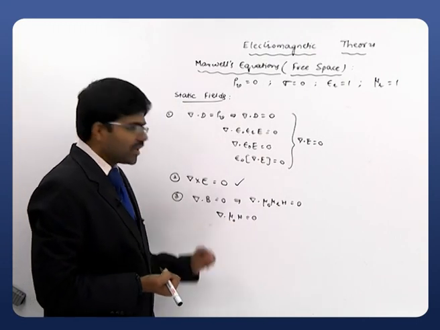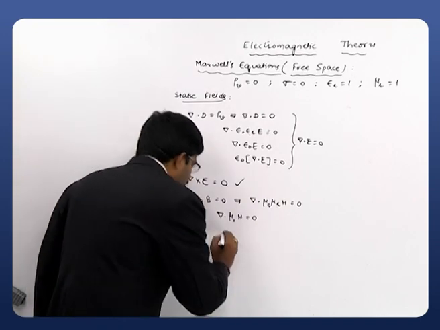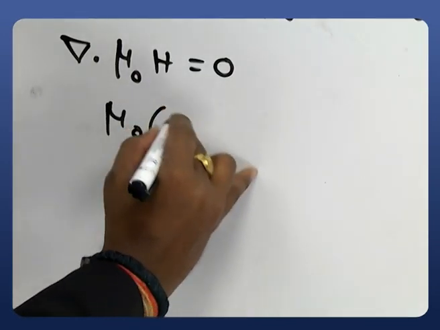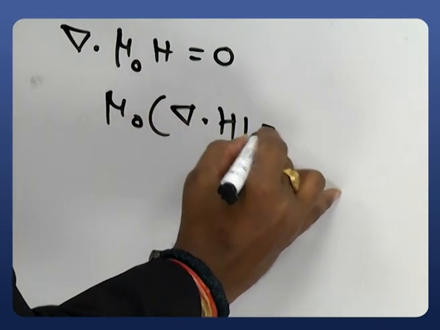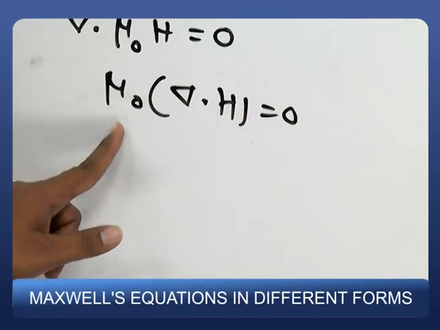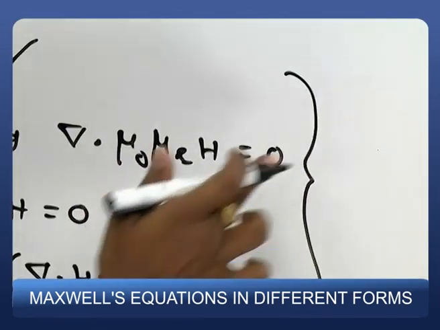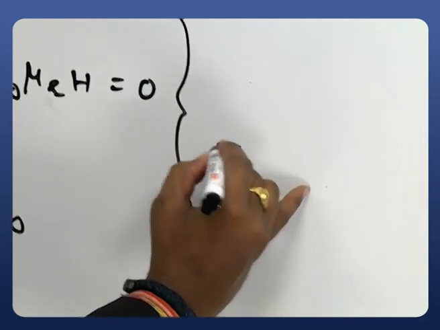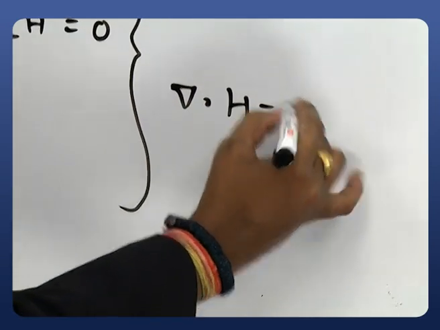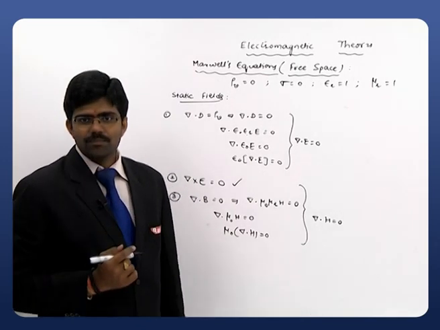Now we are considering free space, which is a linear medium. Therefore this can be written as mu naught del dot H is equal to 0. Since mu naught del dot H is equal to 0, and clearly mu naught is not equal to 0, we can say that del dot H is equal to 0. This is the equation you are supposed to remember for free space, right?